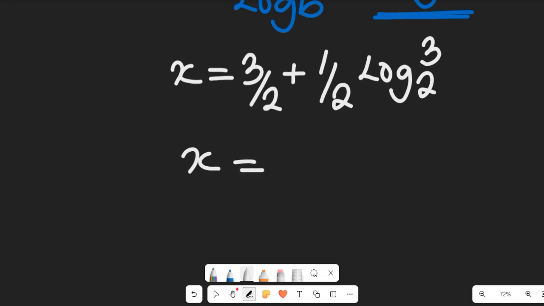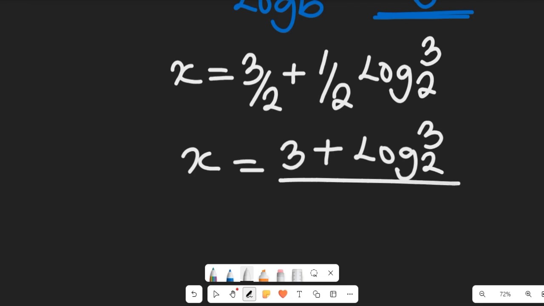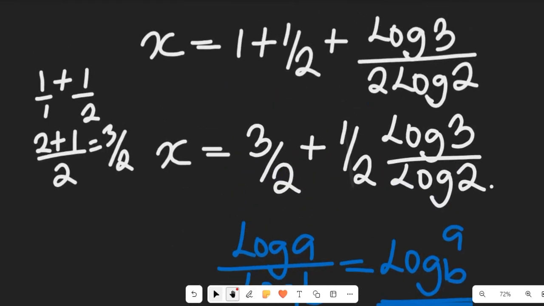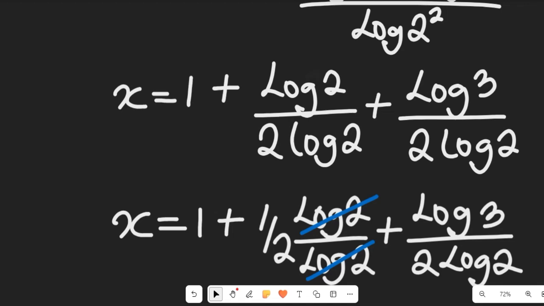And if we simplify that very well, the value of our x will now be equal to, we have a common denominator, and that is what? That common denominator is 2. So we can have that to become what? 3 plus log of 3 base 2 divided by 2. And that is the solution to that expression given to us up there. Now you see, very easy.